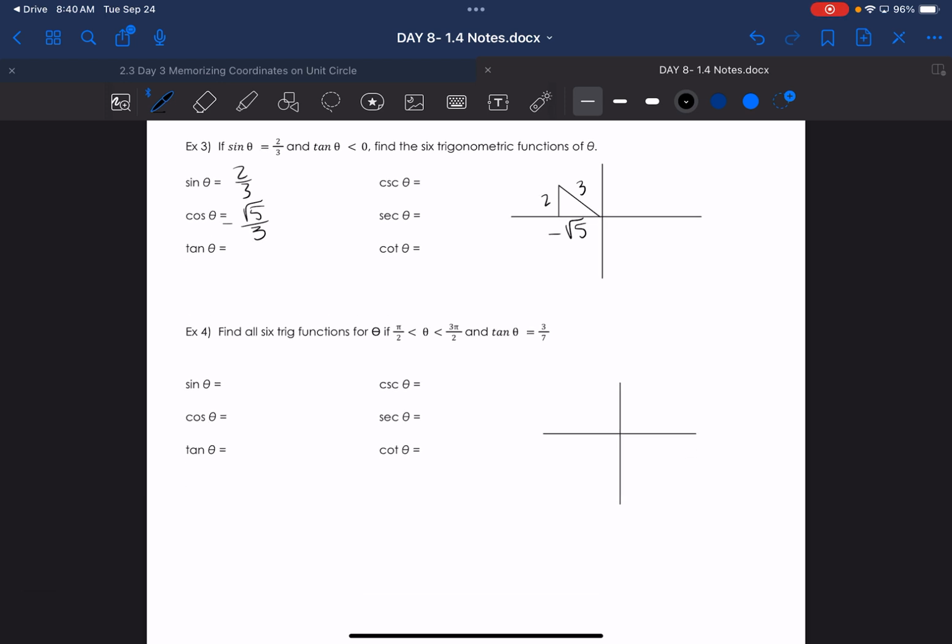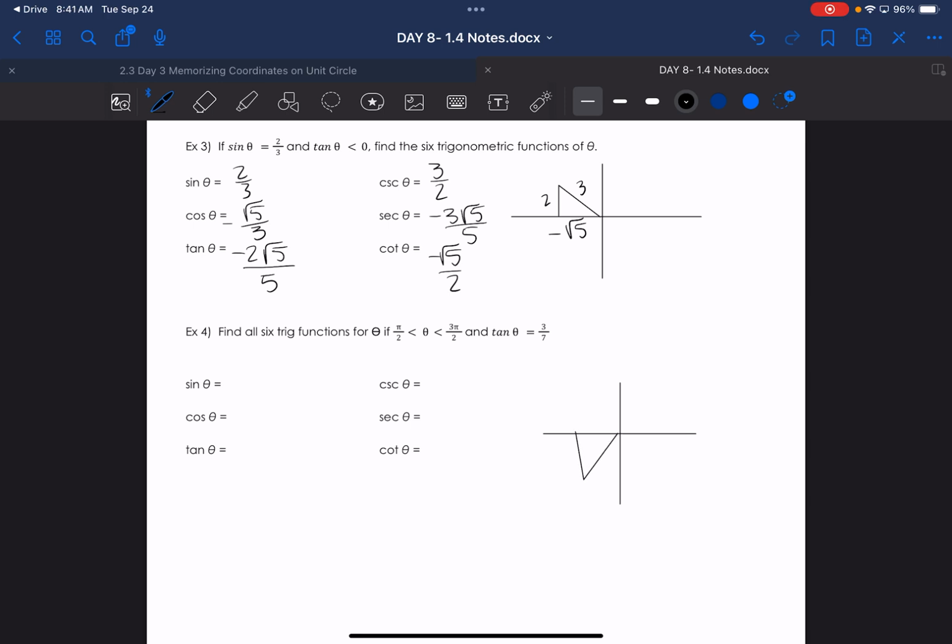Okay. What's tangent? Good. Negative 2 square root of 5 over 5. Nice. Okay. What is cosecant? 3 over 2. Good. And what is secant? Good. And cotangent? Very good. Okay. All right. For example number 4, which quadrant should that one be in? 3.